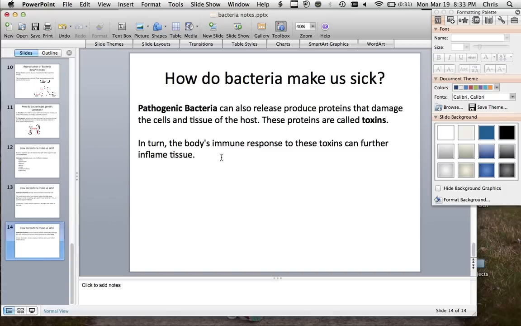And that is it for bacteria. Tomorrow will be vaccines and antibiotics.